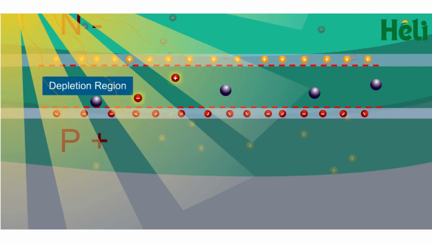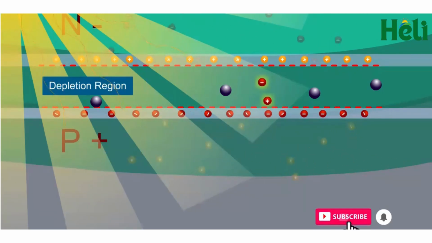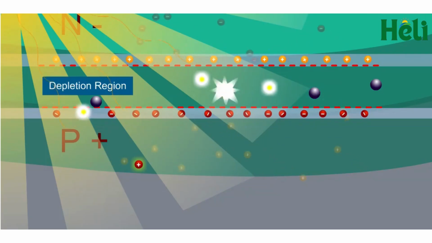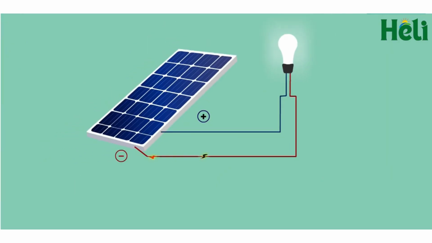Then, the electrons move towards the N-type layer and the holes move towards the P-type layer due to the electric field present in the depletion region. On connecting an electronic circuit, the electrons flow through it, generating electricity for electrical devices like bulb, fan, etc.